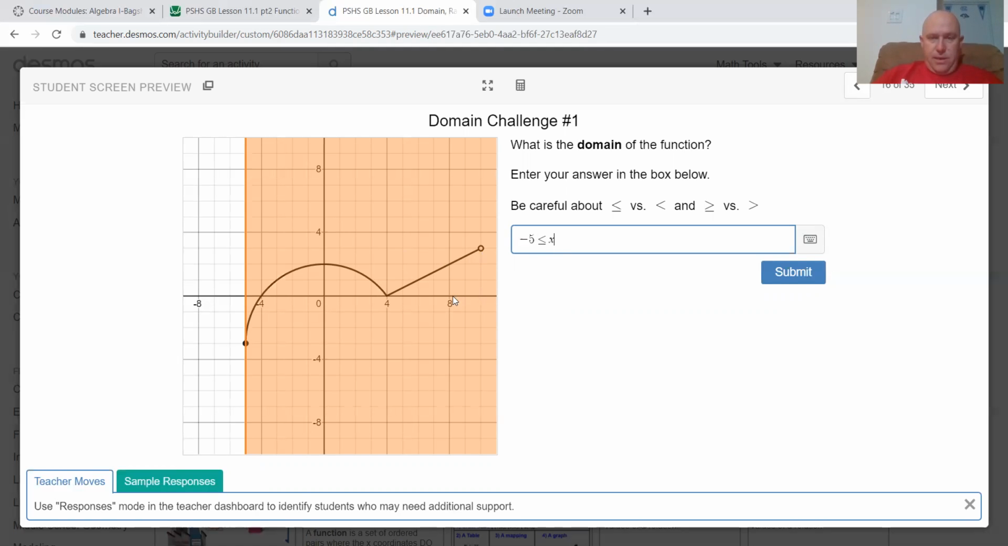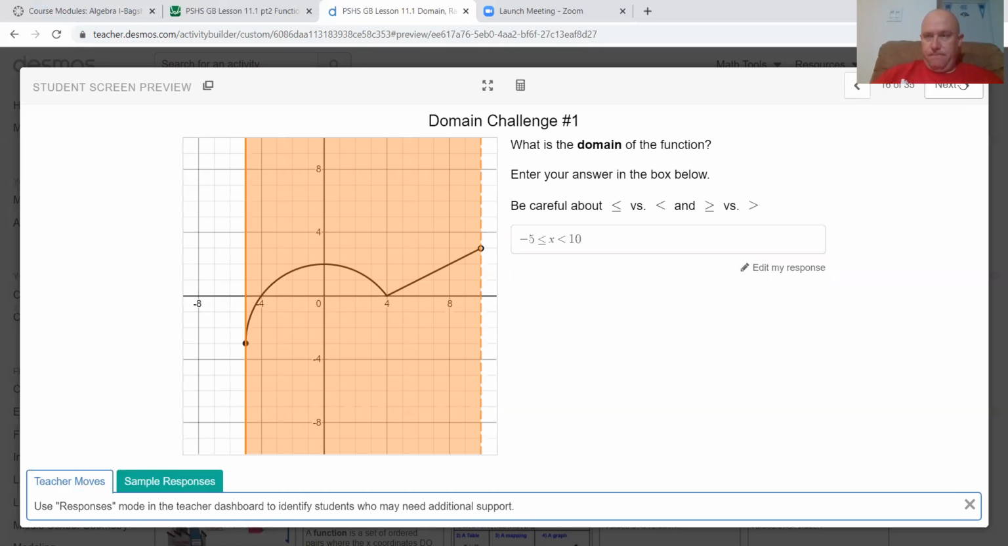And then the last number here, 8, 9, 10. So we can see it's 10, but we cannot have 10 because it's an open circle at the end. And that would seem to meet that requirement pretty nicely. And notice the dotted line to show that not equal to, and also notice the solid line to show that something is equal to as well. And that's also something we talked about in that last unit.